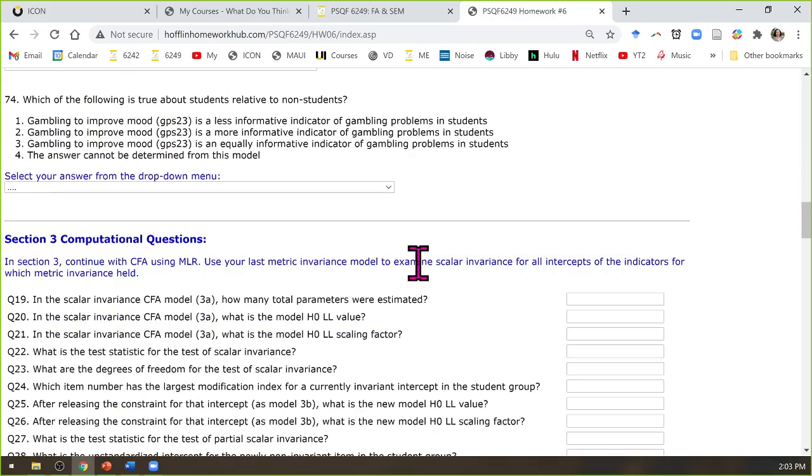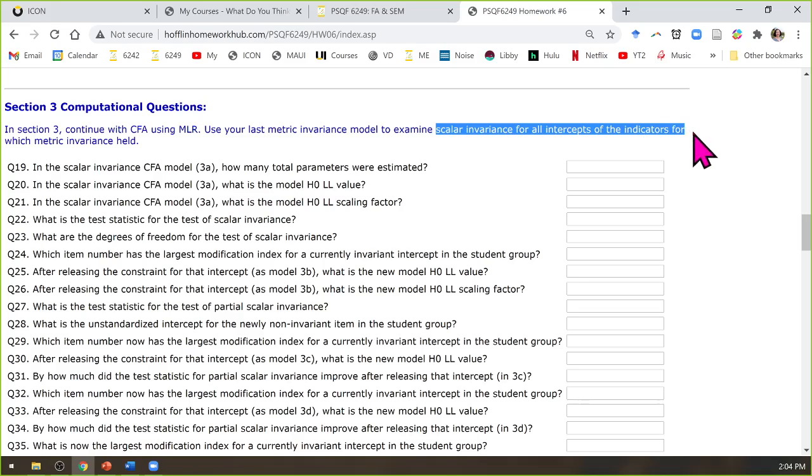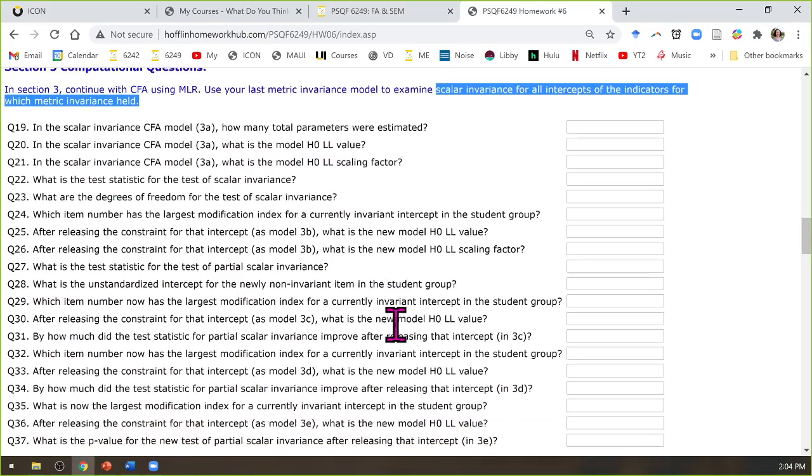For section 3, it says use your last metric invariance model to examine scalar invariance. And so wherever you left off in terms of which loadings can be constrained and which ones can't, that is then your new baseline for comparing section 3. It also says to examine scalar invariance for all intercepts of the indicators for which metric invariance held. That means if any of the items did not have their loadings constrained at the end of section 2, their intercepts do not get tested. They get kicked out of the tournament. And so the last good metric model is the comparison for scalar.